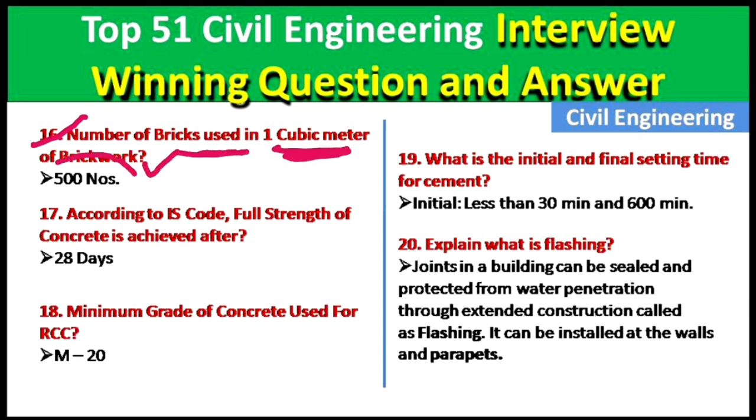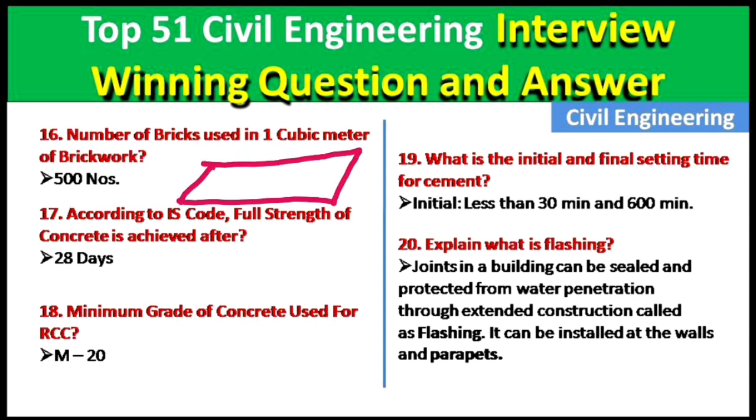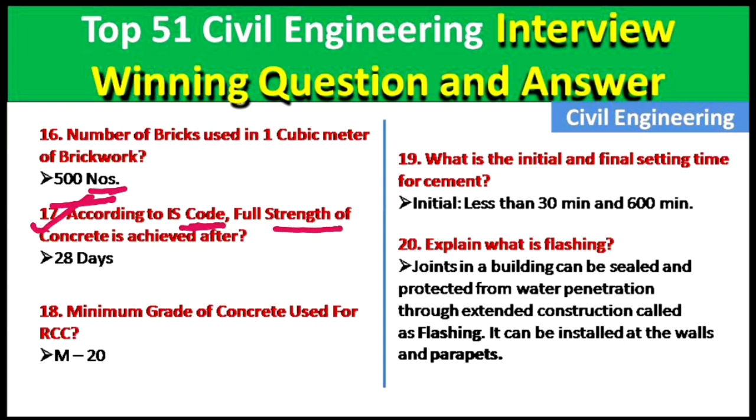After that, point number 16 is the number of bricks used in 1 cubic meter of brickwork is 500. Guys, if we are constructing a wall and we require 1 cubic meter of brickwork, then the total number of bricks required will be how much? 500 in number.